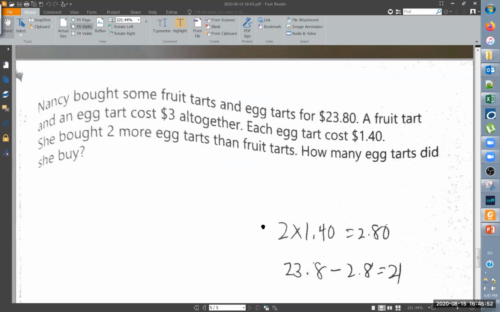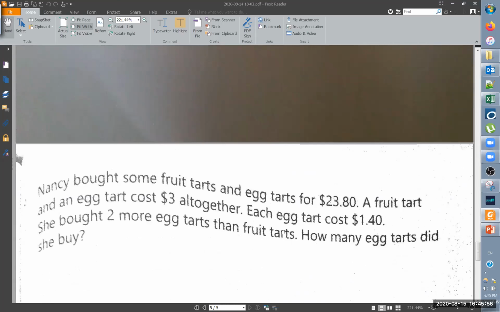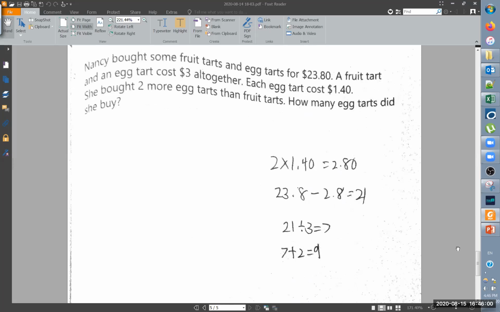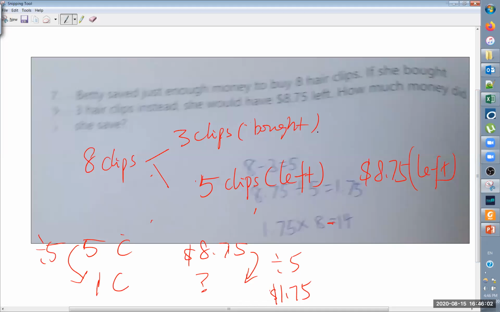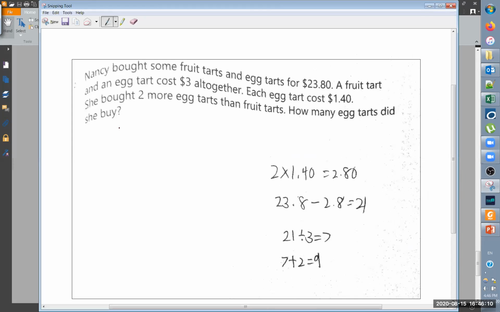Never mind, we can skip one question, we just look at this. Okay, let's look at this together. Make it smaller. So basically all questions here you use proportionality. It says Nancy bought some fruit tarts and egg tarts for $23.80. A fruit tart and an egg tart cost $3 together. Okay, together. Each egg tart costs $1.40.